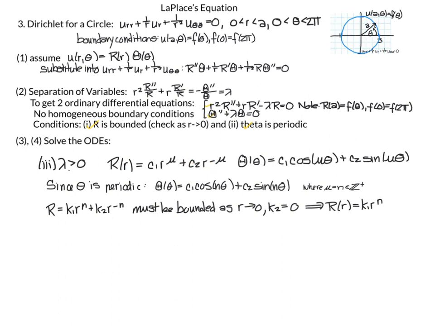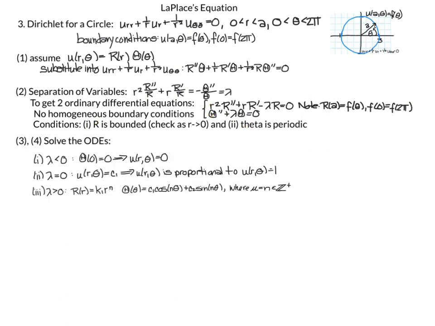And now I have my summary here, but one thing I did do, because this one has c1 and c2, now I rewrote r with k1 and k2, so it has different constants, because this c1 is not necessarily equal to this c1. So I renamed my constant, and now that we know that mu is equal to a positive integer, we can see that to keep r bounded as r approaches 0, k2 must be equal to 0, so r is equal to k1 r to the n. So I've summarized my findings so far.